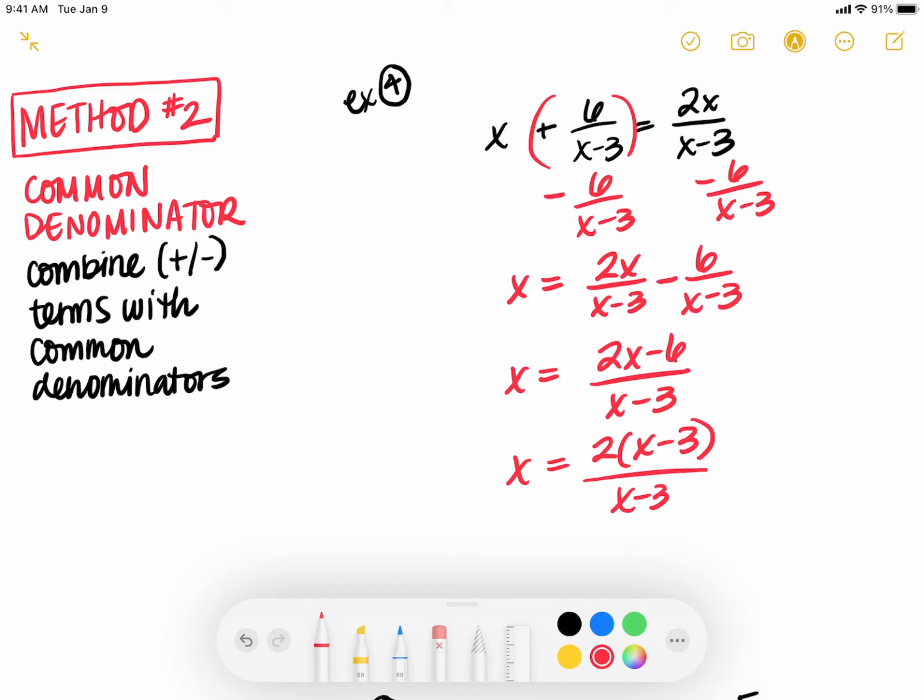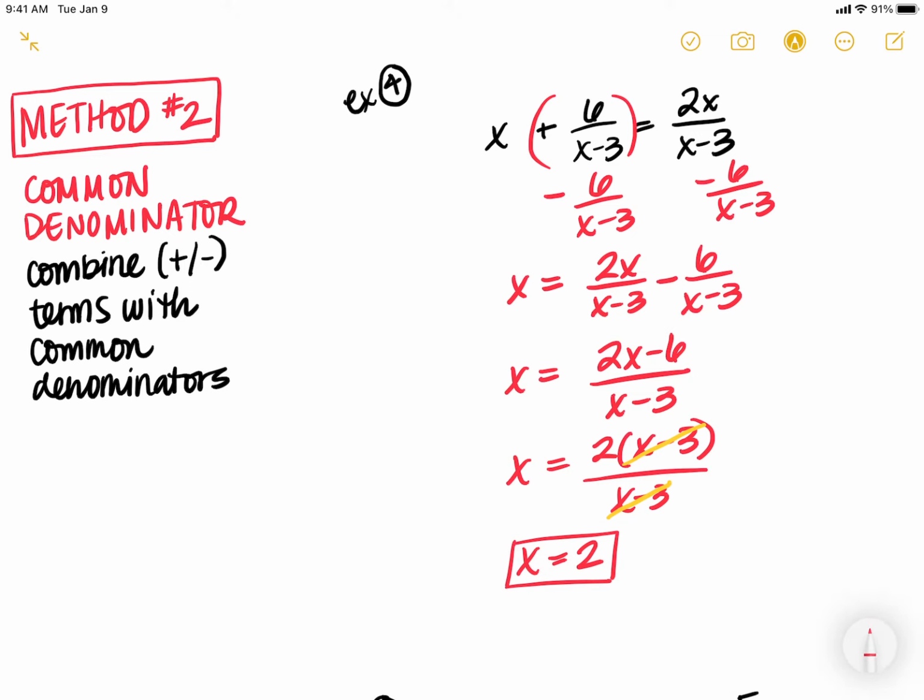And hopefully you see now why factoring is so valuable. I have a term in common in the numerator and denominator. x minus 3 divided by x minus 3 is just 1, leaving us behind just x equals 2. So my second go-to method is to look for terms that already have a common denominator and combine them. Add them together, subtract them, get them to the same side of the equation, and then again, it becomes much simpler from there. So let's set up example number 5.